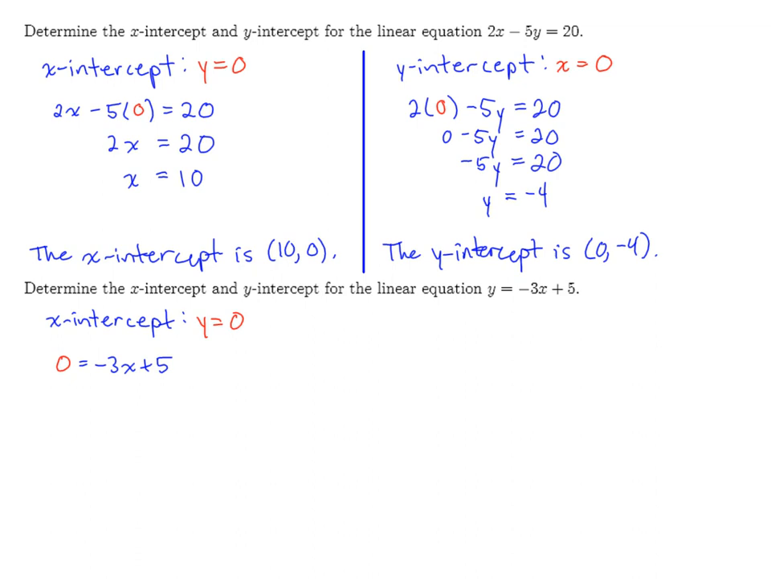And now solving this equation, I'll determine the value of x that occurs at that x-intercept. So subtracting 5 from each side, I'll get negative 5 equal to negative 3x. And then dividing each side by negative 3, I'll find that 5/3 is equal to x. So the x-intercept, and that's going to be a point where the x value is 5/3, so it's the point 5/3, comma 0.